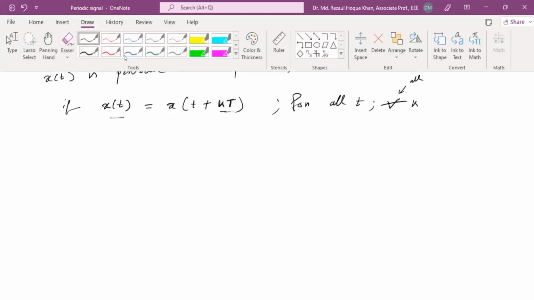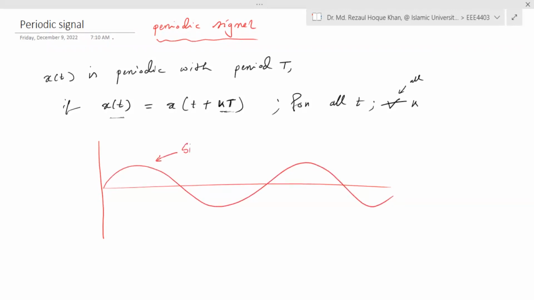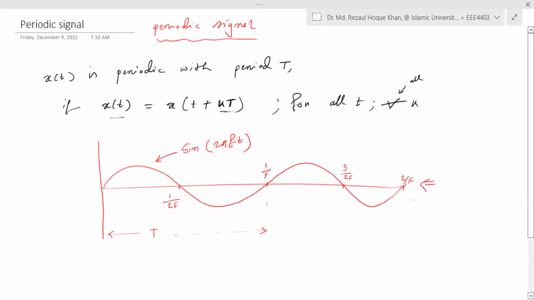For example, if we draw a periodic signal, a very common example of a periodic signal is a sinusoid. This can be written as sin(2πft). So here is one period, one complete T, up to this one cycle. If this is one T, then this is actually 1/f, because we know T equals 1/f. Then this will be 1/(2f), this will be 3/(2f), and this will be 2/f, something like that. So this is an example of a periodic signal.